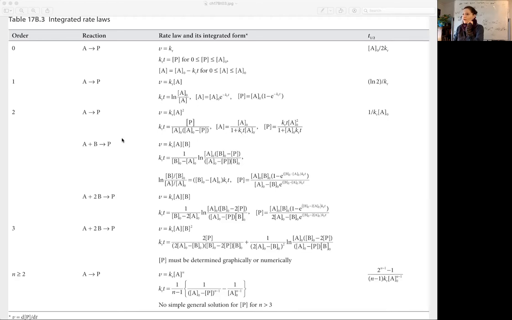You can go even further. If you have a second order that is not just about two A values, but it's an A and a B where A and B are different, this is your integrated rate law. And let's keep going further.